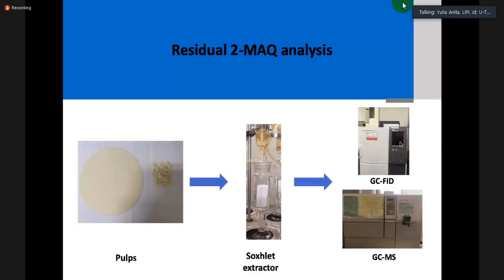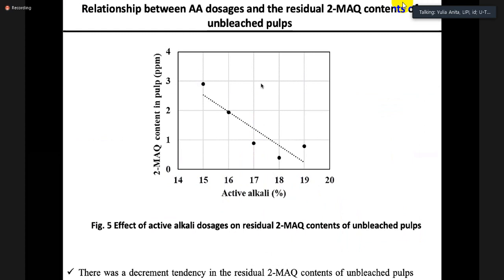So this is the important part, to determine residual 2-MAQ in the pulp. If this 2-MAQ from acetone extractive of thickwood remains in the pulp, it can be transferred from the food packaging to the food. To ensure the safety of food, we analyze the 2-MAQ from unbleached pulp, oxygen bleached pulp, and final bleached pulp. Then we cut it. We extract using 250 ml acetone for 6 hours in Soxhlet extraction until the solvent had no color. Then the solution was evaporated to near dryness. Then the amount of MAQ in the acetone extractive from all pulps was analyzed using GC-FID and GC-MS. So the residual 2-MAQ content of the pulp was determined.